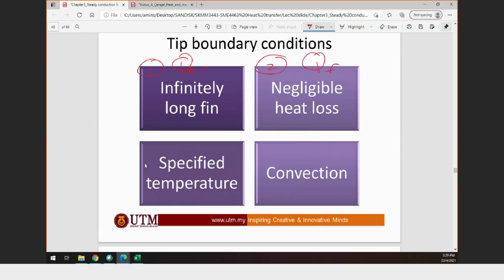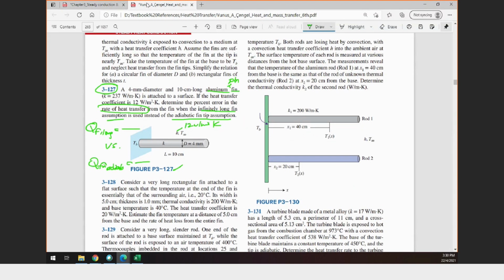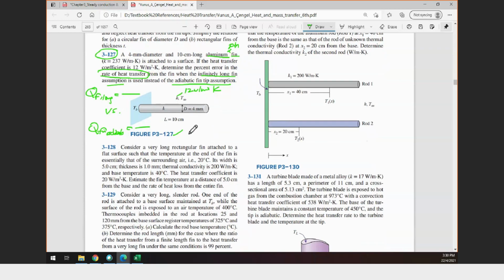Q fin for the negligible heat loss means at the fin tip. So you need to compare the value of this to the value of this. Of course the infinitely long fin is the simplest one, but it is subject to large error. So you have to use the long fin equation and the adiabatic fin equation, and then compare the values.